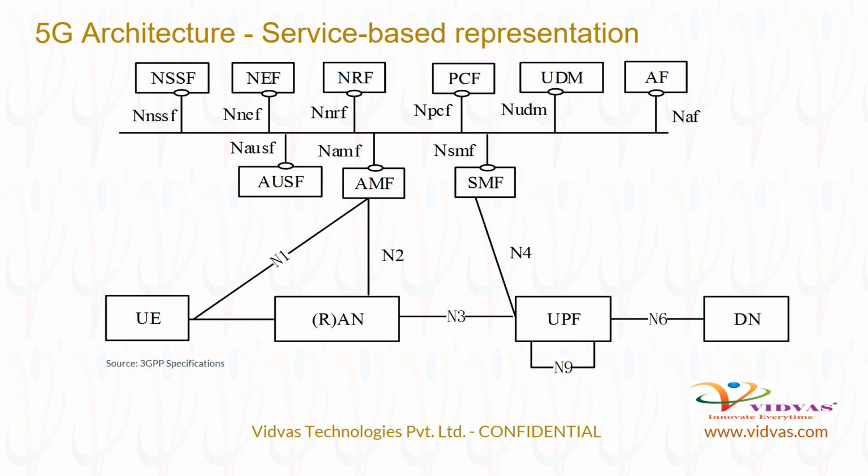UDM is the unified data management. UDM handles mainly subscription management. UPF is user plane function. UPF is anchor point for intra or inter-RAT mobility. It supports external PDU session point of interconnect to data network. DN is data network. For example, operator services, internet access or third-party services.